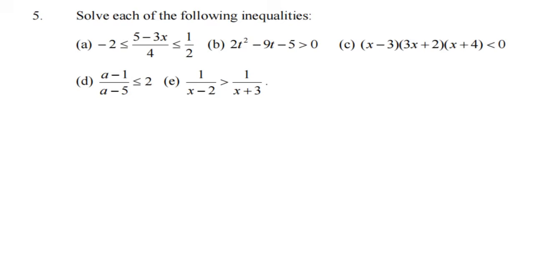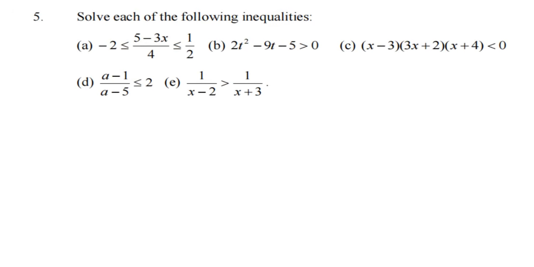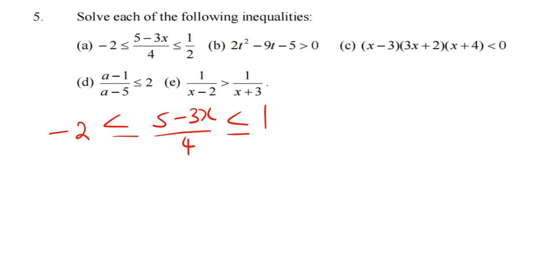Then we come to question number 5. We are asked to solve each of the following inequalities. So for inequalities, you want this part to be just a very flexible number that you can divide, or at best it should be an x because it's in between, so you don't want to have a fraction. So in this case I'm going to get the negative 2 less than or equal to 5 minus 3x over 4, less than or equal to a half.